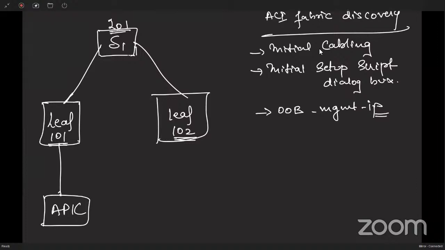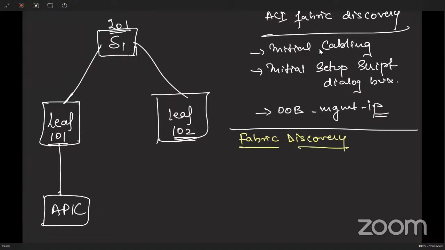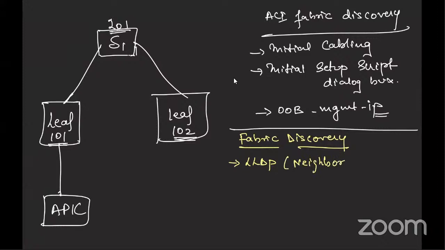Now after this, what is it going to do? It is going to start the fabric initialization, so basically Fabric Discovery you can also say. And how is it going to do it? The first process that is going to start is LLDP, and it is going to do the neighbor discovery for you. As soon as ACI starts, it starts sending and receiving LLDP packets, and your first leaf it is going to discover.